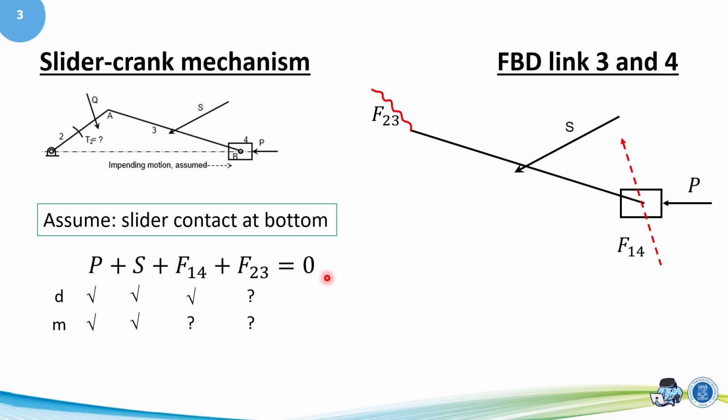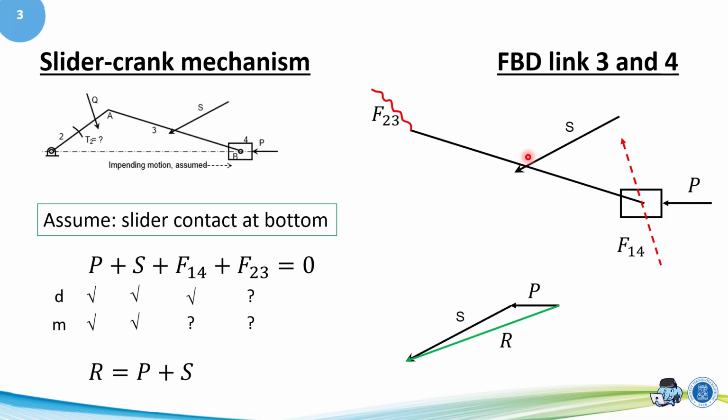And this is the force equilibrium equation. We have P plus S plus F14 plus F23 equal to 0. We know the direction and the magnitude of the forces P and S, and we do not know the magnitude of F14. We do not know the direction and the magnitude of F23. To solve this problem, we can combine P plus S to become the force R. So we draw the forces P plus S, and finally we can get the vector R.